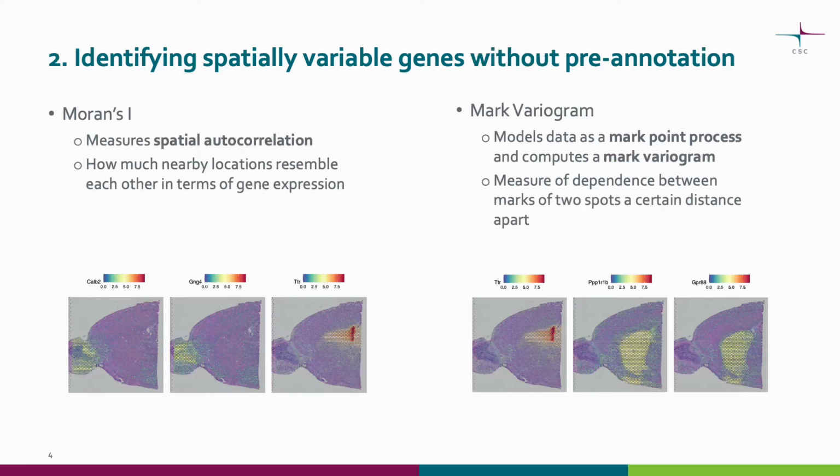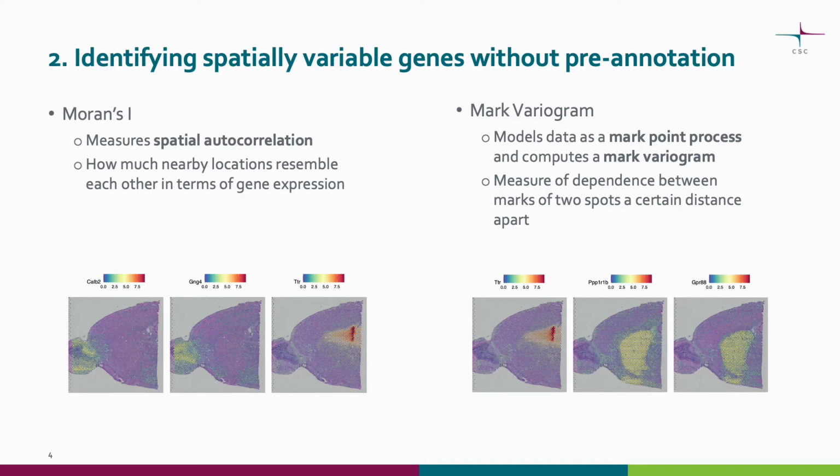The second approach does not require pre-annotated clusters. We offer two methods for identifying spatially variable genes without pre-annotation. You can either use the marked variogram or the Moran's-I method to identify the spatially variable genes. The Moran's-I method is the default method and it's much faster to run. It measures spatial autocorrelation, so how much do the nearby locations resemble each other in terms of gene expression.